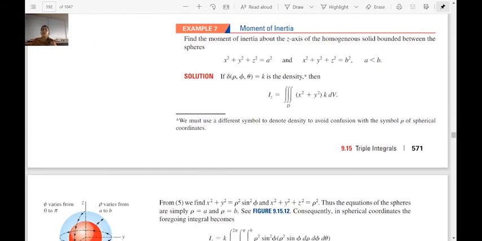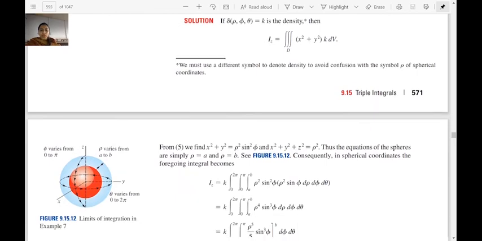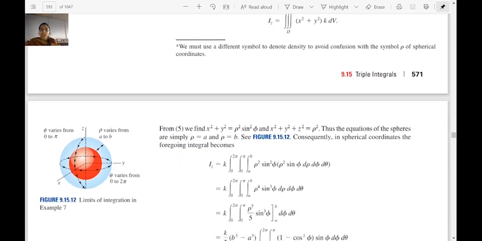We are asked to find the moment of inertia about the z-axis, that is we have to determine Iz, of the solid between the spheres. We are given two spheres, x² + y² + z² = a² and x² + y² + z² = b². The density is given to be k. So Iz by definition is the triple integral over D of (x² + y²) k dV. Now we replace x² + y² with the help of spherical coordinates: x² + y² is ρ² sin² φ.